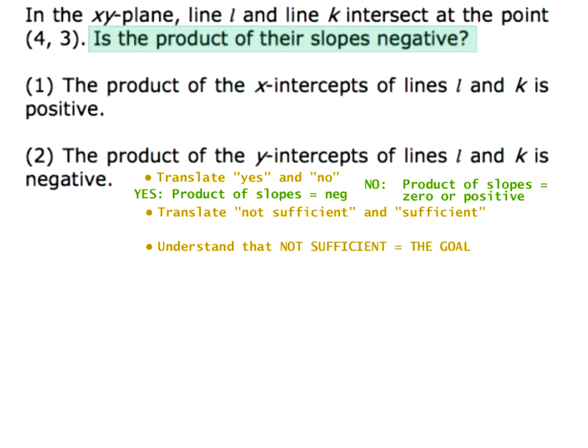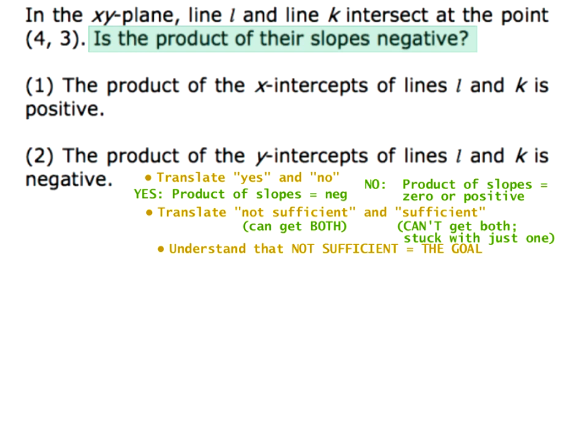And then the next two steps are basically always the same, but you shouldn't neglect them. So not sufficient means that you can get both of the above, and sufficient means you can't get both. Stuck with one. Okay, there you go. And the goal is to try to get both of those things to happen. So you want to try to get this, and you want to try to get this. Okay, so let's do that.